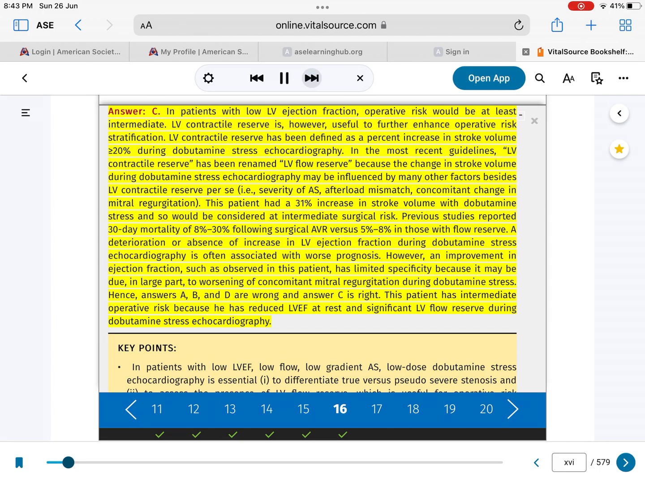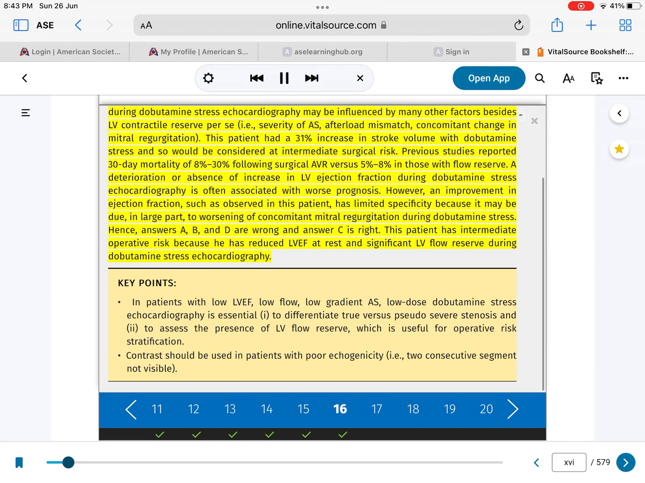This patient has intermediate operative risk because he has reduced LVEF at rest and significant LV flow reserve during dobutamine stress echocardiography. Key points: In patients with low LVEF, low flow, low gradient AS, low dose dobutamine stress echocardiography is essential 1. to differentiate true versus pseudo-severe stenosis and 2. to assess the presence of LV flow reserve, which is useful for operative risk stratification. Contrast should be used in patients with poor echogenicity, i.e., 2 consecutive segments not visible.